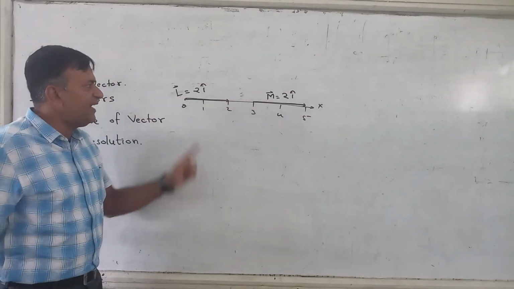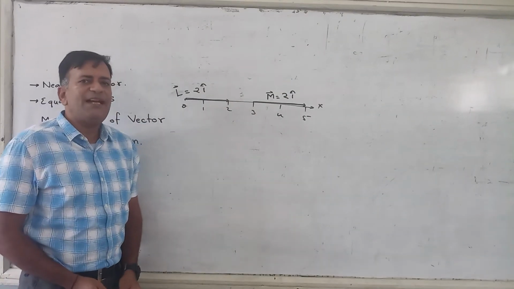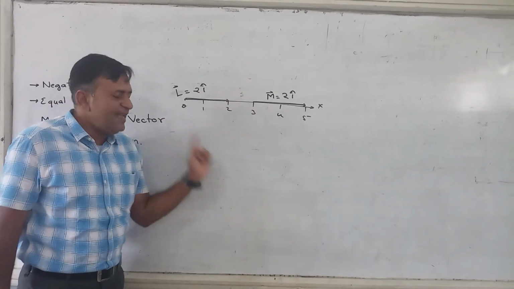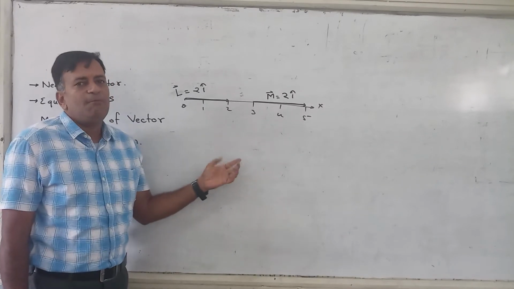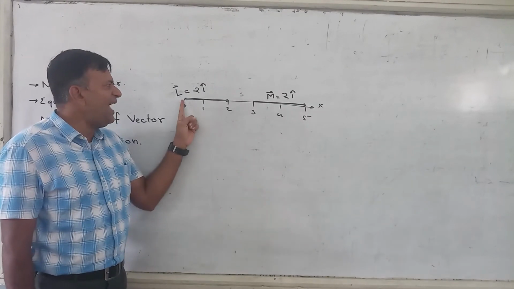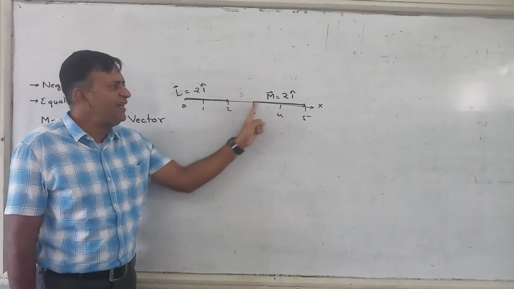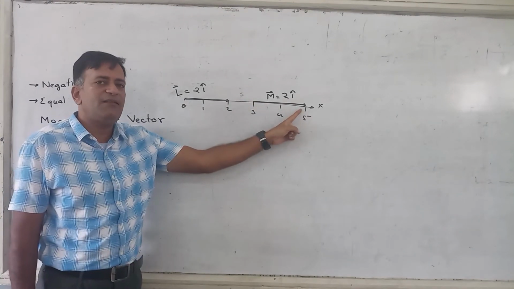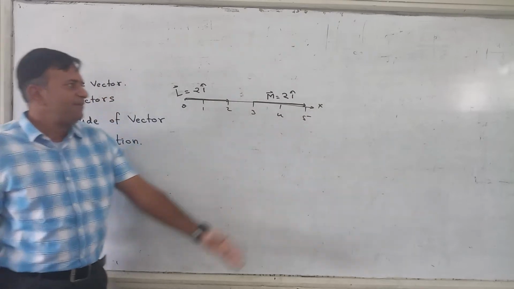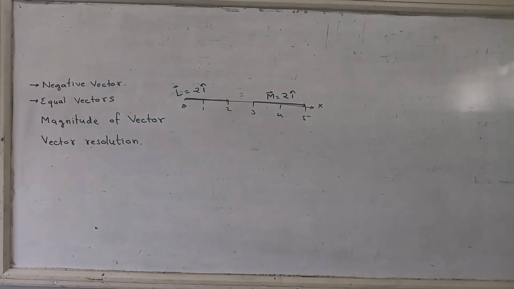So can I consider these two vectors as equal vectors? Yes, they will be equal. But if you say that sir, L has got different initial and final points, M has got different initial and final points, it does not matter. These two vectors will be considered as equal vectors because they are having same magnitude and direction.